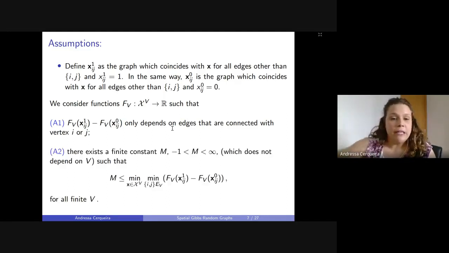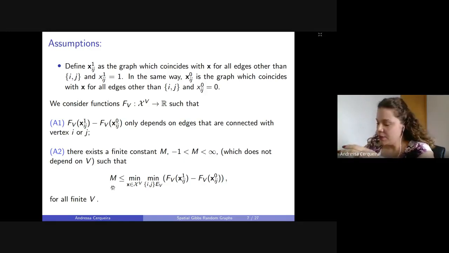The second assumption that we need is just a lower bound for this difference. If we look at this difference for all possible pairs of vertices and all possible graphs on this finite set of vertices, it is lower bounded by this constant n. So these are just the two assumptions that we need for functions f. One question that may arise is whether there is some kind of function that satisfies A1 and A2. So I'm going to give some examples of functions right now.